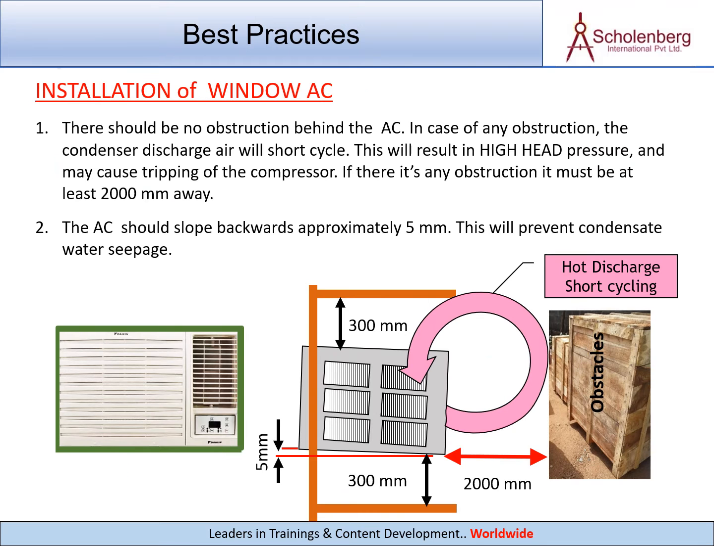Installation of window AC. 1. There should be no obstruction behind the AC. In case of any obstruction, the condenser discharge air will short cycle. This will result in high head pressure, and may cause tripping of the compressor. If there is any obstruction, it must be at least 2000 mm away. 2. The AC should slope backwards approximately 5 mm. This will prevent condensate water seepage.